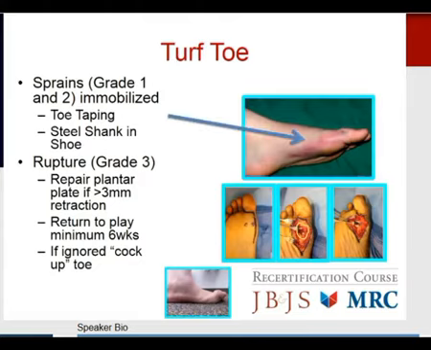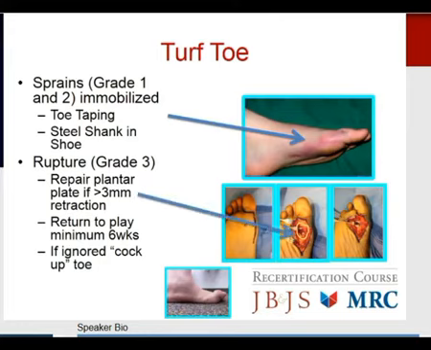If you're a grade 1, you're taped for 2 weeks, then you get back on the field. If you're a grade 2 with more of a partial strain, you're taped for 6 weeks, then you go back playing again with the toe taped. And again, like I said before, you want to stiffen that forefoot with that steel shank to try to prevent that bending stress from creating re-injury. If you're a grade 3, though, that's a very different animal.